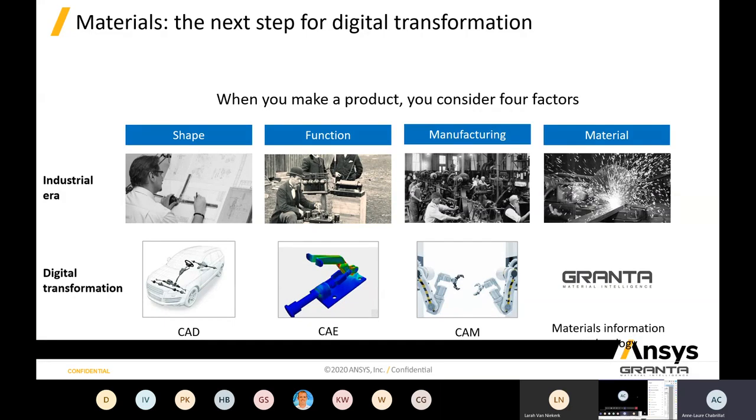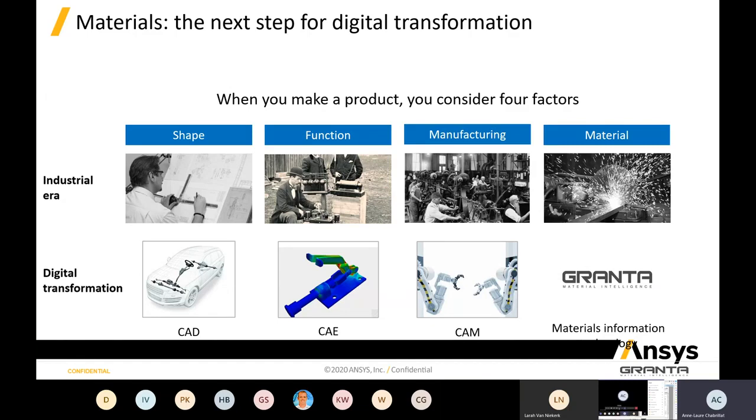is that when you need to develop a product, you need to consider 4 factors. Which shape will you make it? How will it look? The function, how will it behave? How will you make it? Which manufacturing process? And which material? What will you make it out of?